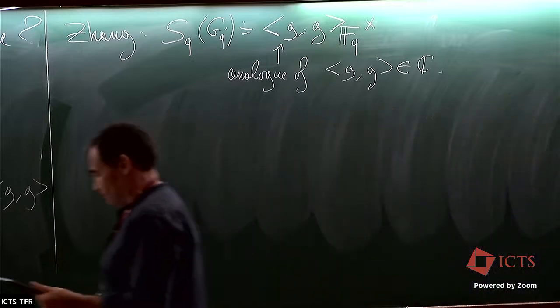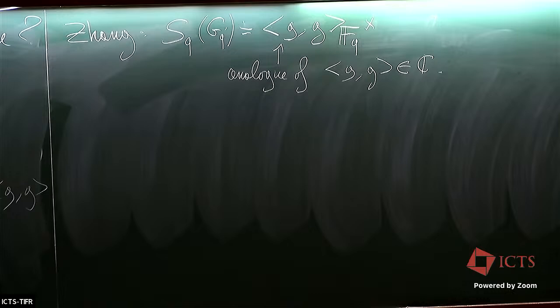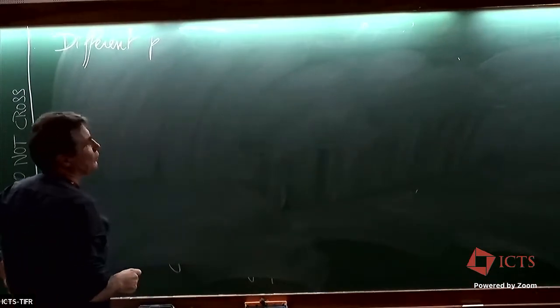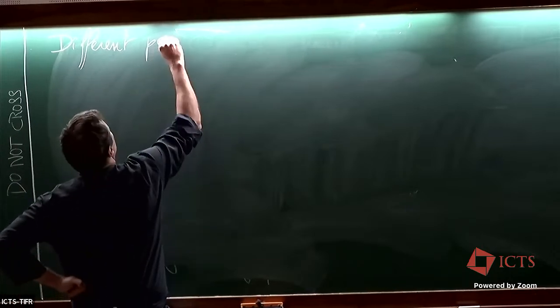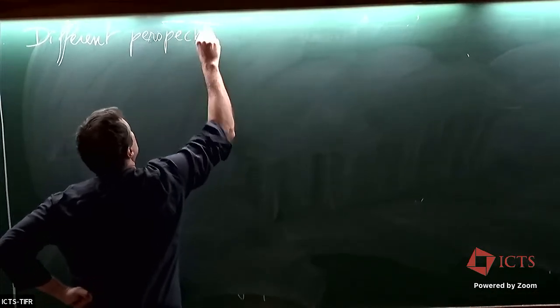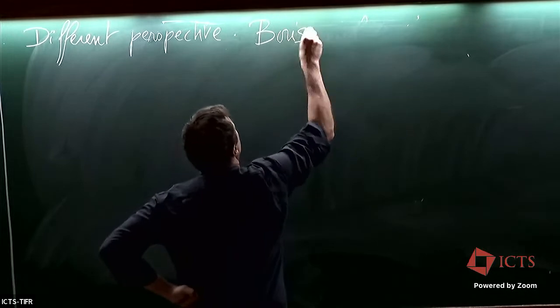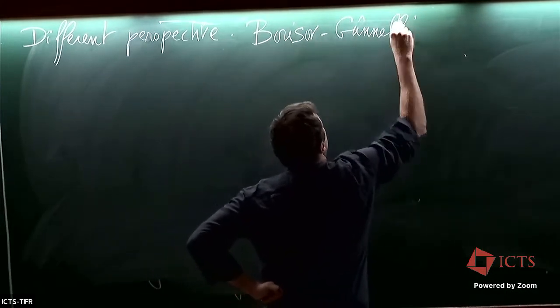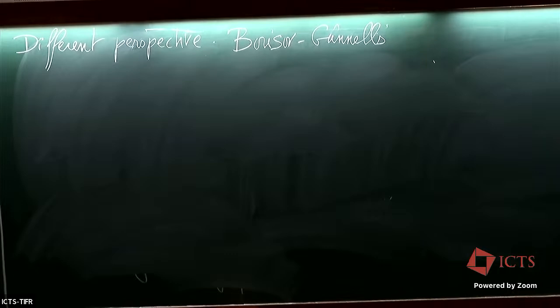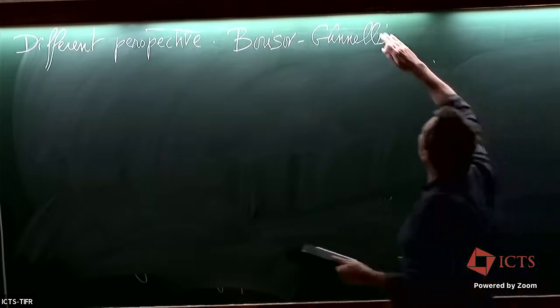And now I'm going to introduce still another perspective, which is sort of new, which gives you a way of understanding and computing what is SQ of g_Q. And this is based on the theory of Borisov and Gunnells. Is it two Ls or one L? I'm not sure. No, one L. Okay, so I'm going to write a diagram.